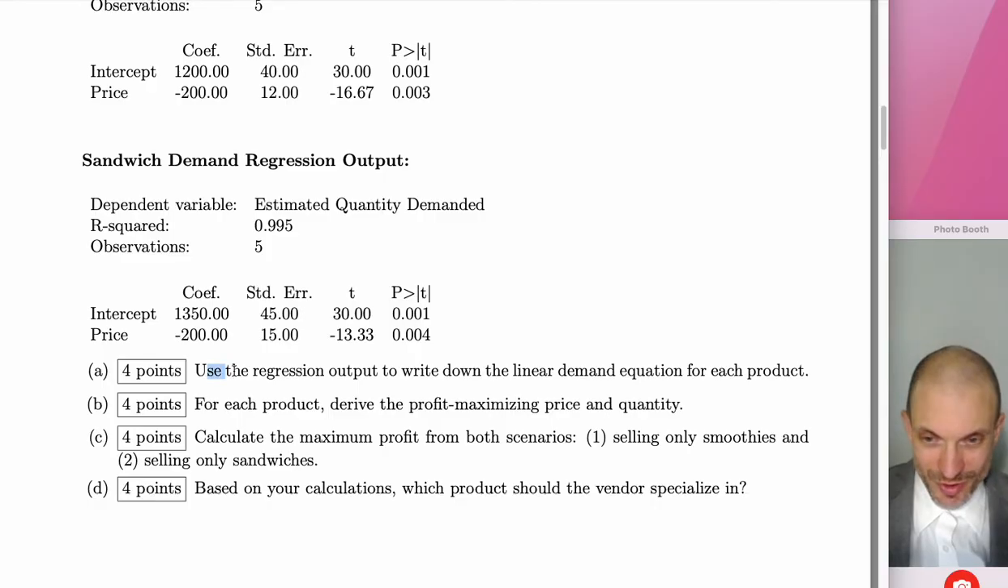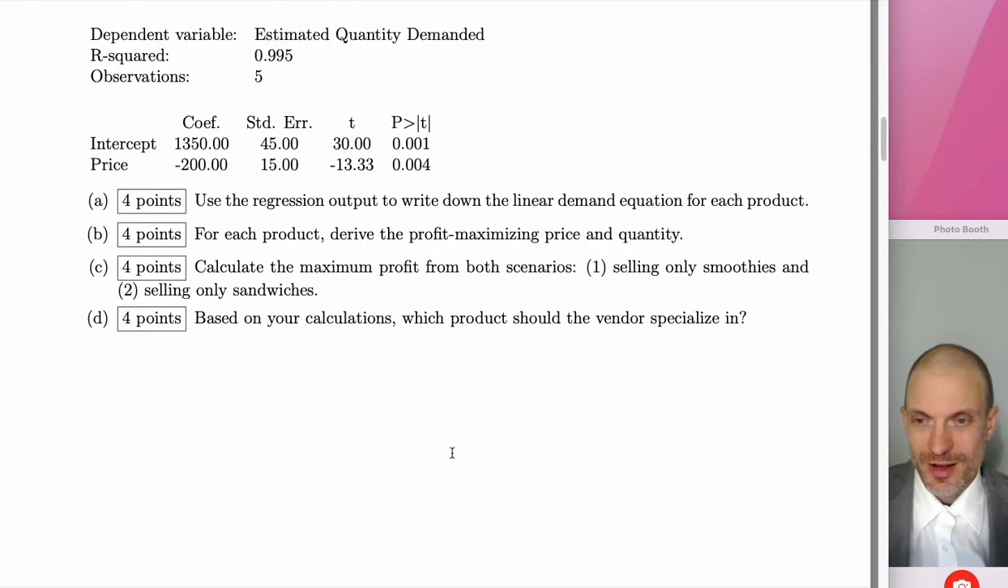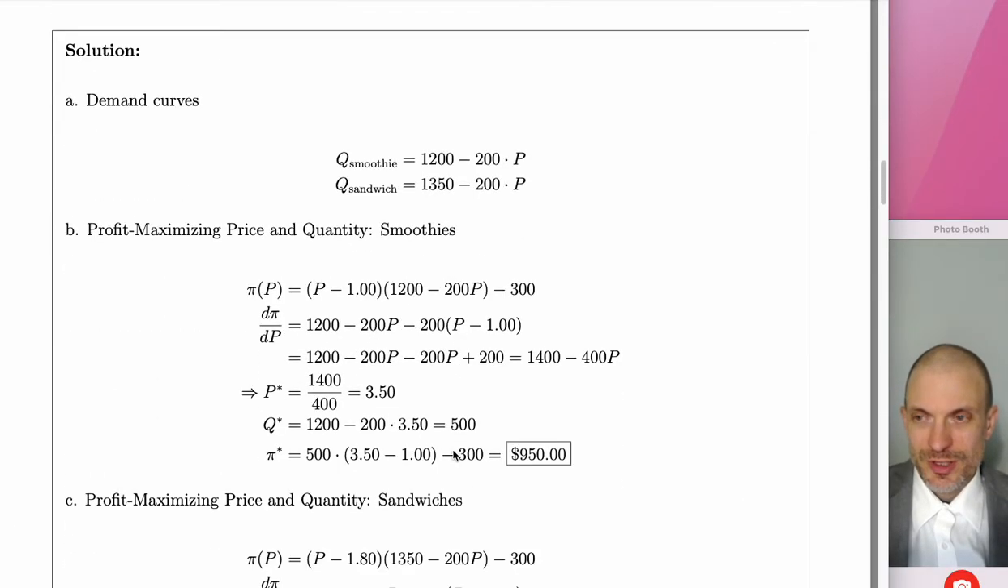So that's use the regression output. I even said it there. Use linear to give us the linear demand equations for each product. Then for each of the 2 products, we want the profit maximizing price and quantity. Then we want to calculate profits in the 2 scenarios, and we want to determine which they should specialize in, if any. Okay, so here's our 2 demand curves.